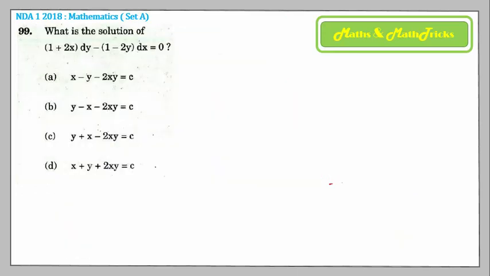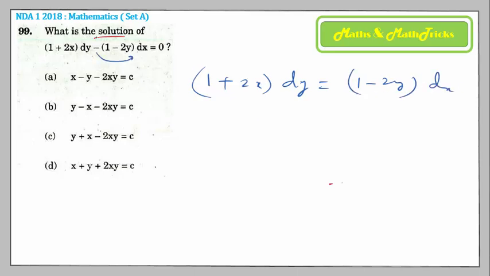Coming on to question number 99, what is the solution of the differential equation? Please rearrange it with their differential coefficients. So (1 + 2x) dy can be written as (1 - 2y) dx. This minus became plus on the right side. Now you rearrange the terms. So this is 1 upon (1 - 2y) dy is equal to 1 upon (1 + 2x) dx.